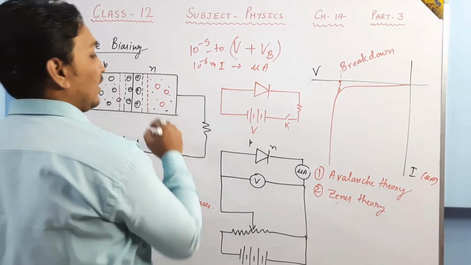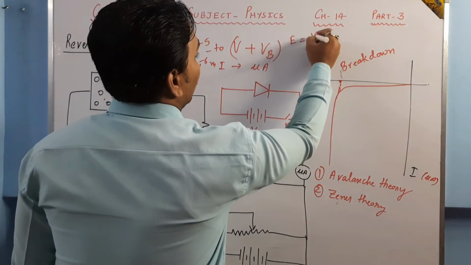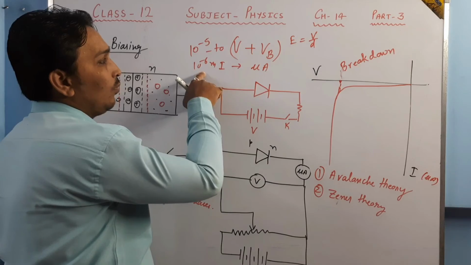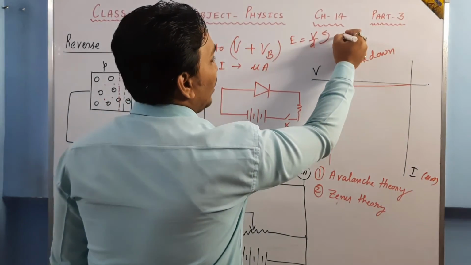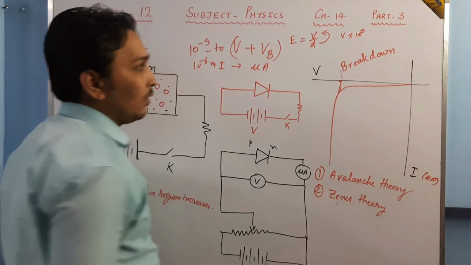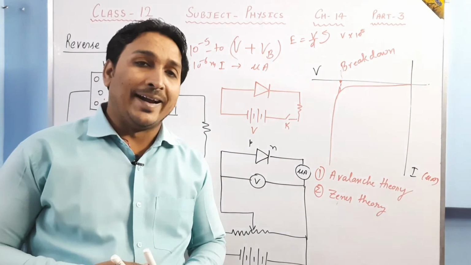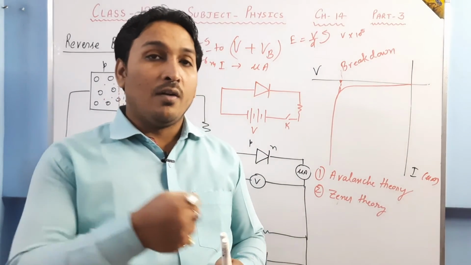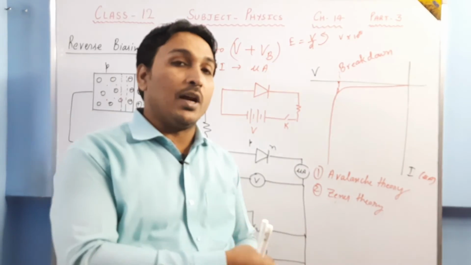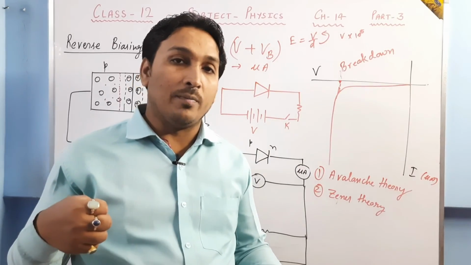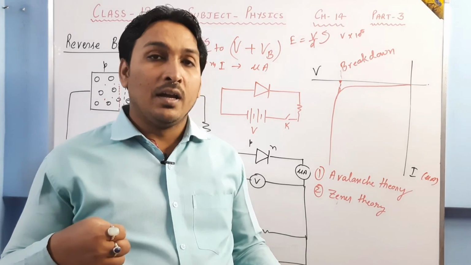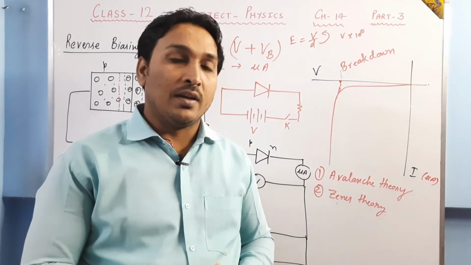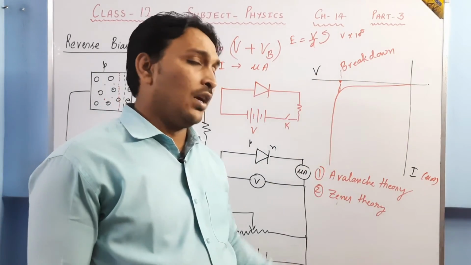We all know that the electric field E is equal to V by d. With d in the order of 10 to the power minus 6 meter, the field becomes of the order of 10 to the power 5, which is a very high electric field. This electric field is so strong that it starts pulling electrons out of the covalent bond. They create a hole at the place from where the electron came out, and that's why the number of charge carriers increases rapidly, and because of that, current increases very rapidly.